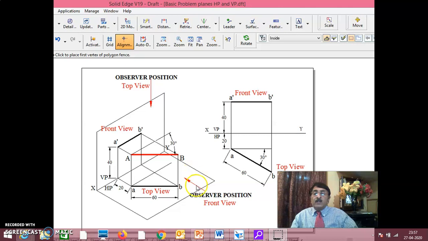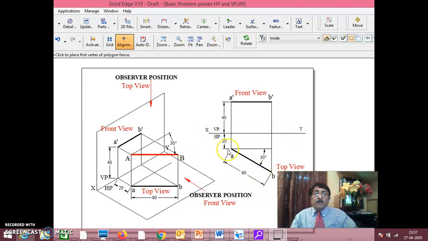That is why what I'll do is, one end anyway is 20 mm in front of VP, I'll take 20 mm. Once I take 20 mm, I'll draw AB, which is 60 mm, inclined at 30 degrees to VP. Since it is parallel to HP, you have to start from the top view. In the previous problem it was parallel to VP, so you started from the front view. Now it is parallel to HP, so you have to start from the top view.